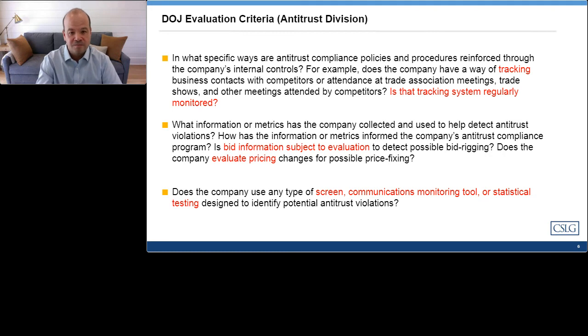And in the antitrust space, data takes different forms as well. But again, they're asking, what are you doing to track data? What are you looking at? Bid information that might be suggestive of potential bid rigging activity? Are you evaluating pricing? Are you monitoring communications? Are you looking at statistical testing to see where there could be an activity that could be red flags or suggestive of anti-competitive activity?